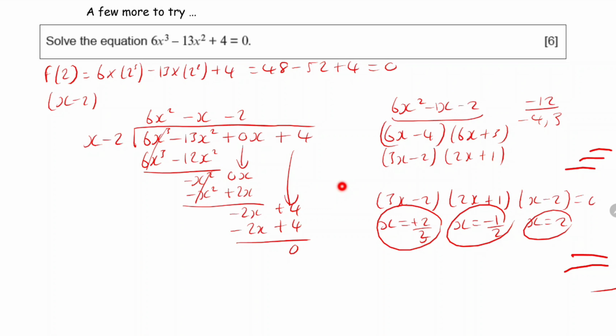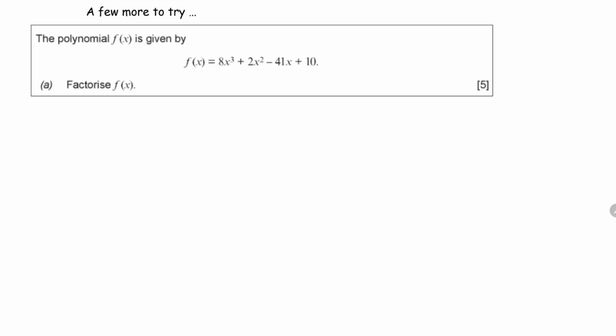Okay, next question. Okay, so this question is asking us to factorize. So that means obviously get it into the three brackets. It's not an equation, so it's not equal to 0, so we don't have to solve. You can see this is worth fewer marks.